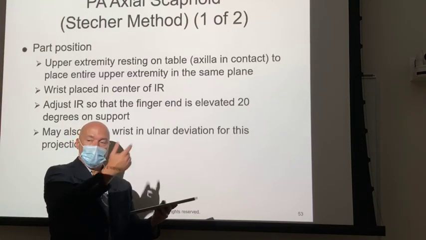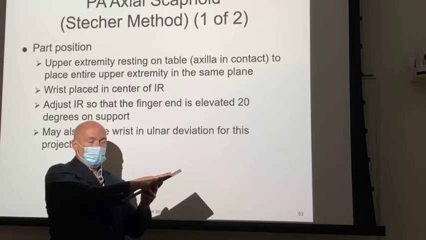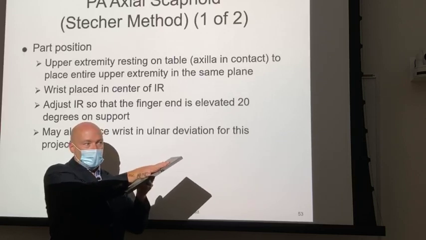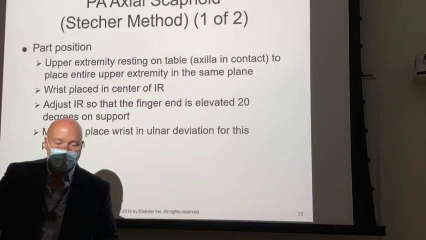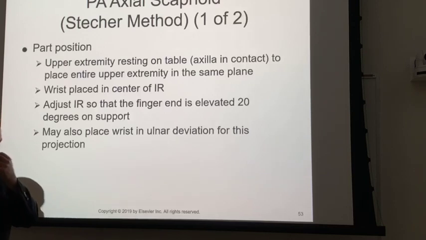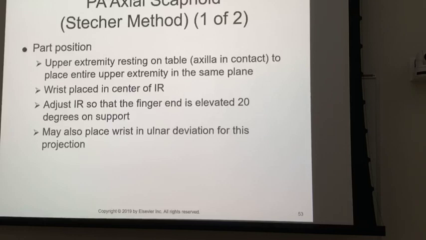Now, if you need to incorporate the ulnar deviation, then that would work as well, right? So you would put the sponge under the image receptor? Yeah, put the sponge under the image receptor. That way, if there's anything on the image receptor that would cast an artifact, it's a non-issue.